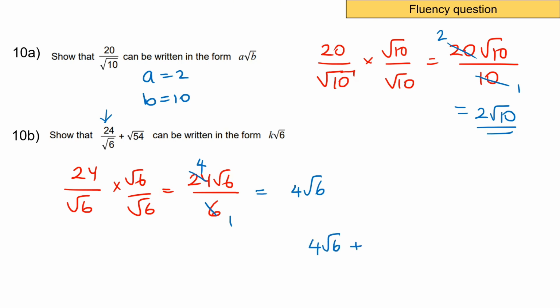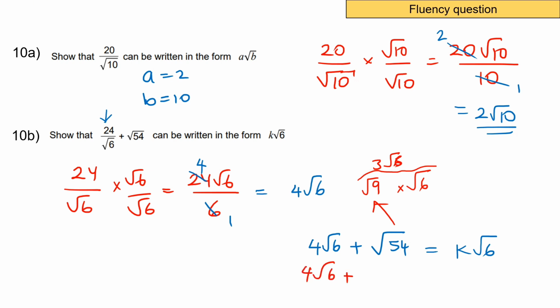And we need to add root 54, but they want us to write it as a multiple of root 6. So we need to think of something times root 6 to give us root 54. That's going to be root 9 times root 6, which gives us root 54. Root 9 is 3, so this is actually 3 root 6. So 4 root 6 plus 3 root 6 is going to give us 7 root 6, so k is 7, and that's your final answer.